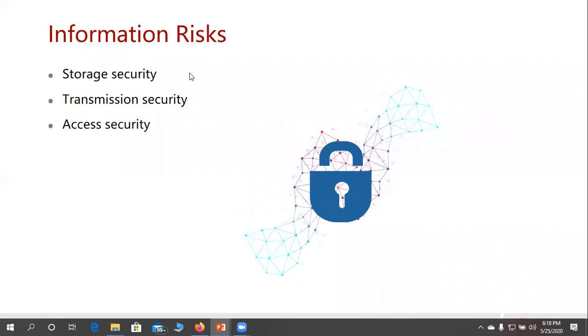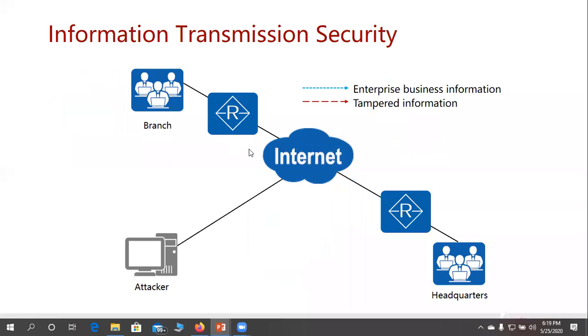Information risks that we have to look at: storage security. How do we protect information at rest? Transmission security. How do we protect information in transit? As well as access security. How do we restrict access to our system?